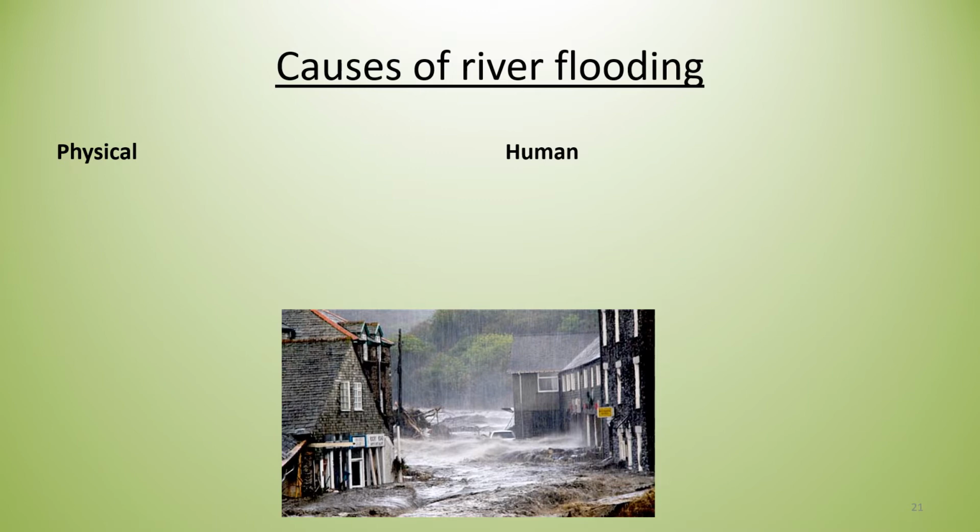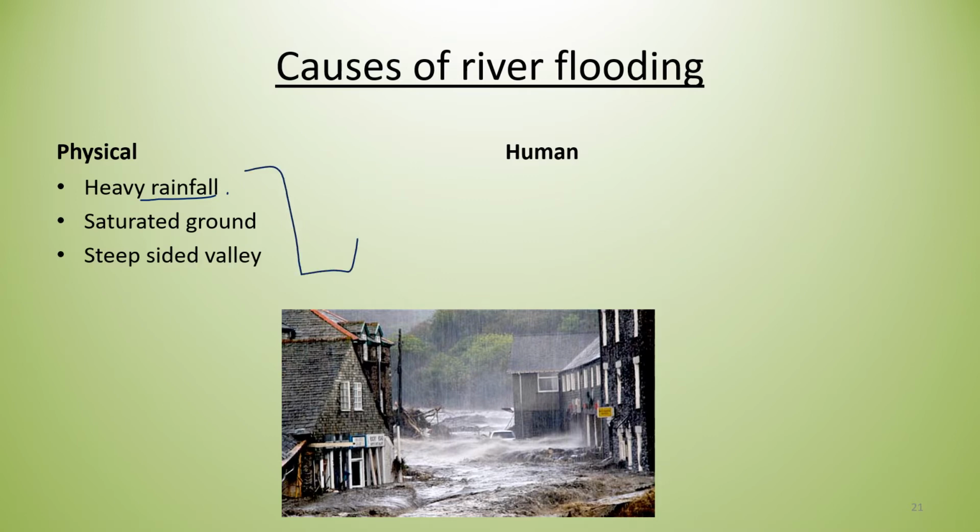How are floods caused? There are physical and human causes of river flooding. First of all, our physical causes are heavy rainfall, not normal rainfall. Normal rainfall doesn't cause floods. Heavy rainfall, saturated ground which has already absorbed a lot of water, steep valley sides. Imagine a V-shaped valley there. If the water hits the sides, it's going to go very quickly down into the town. Steep valley sides is another.